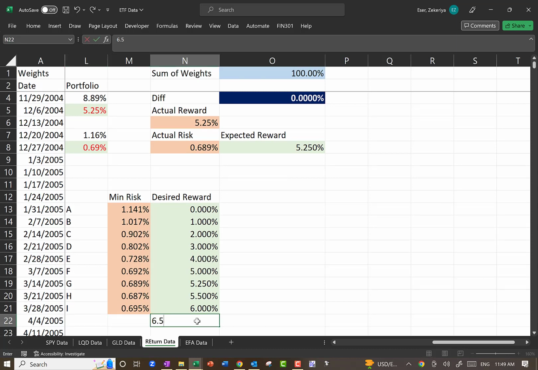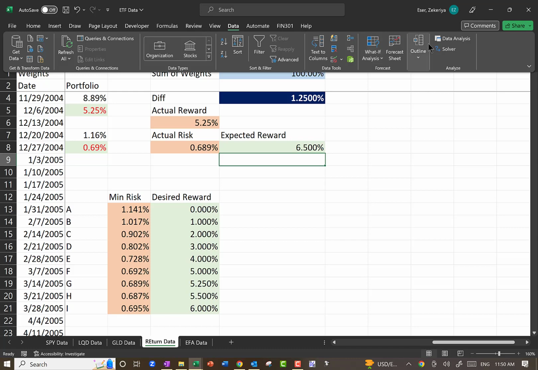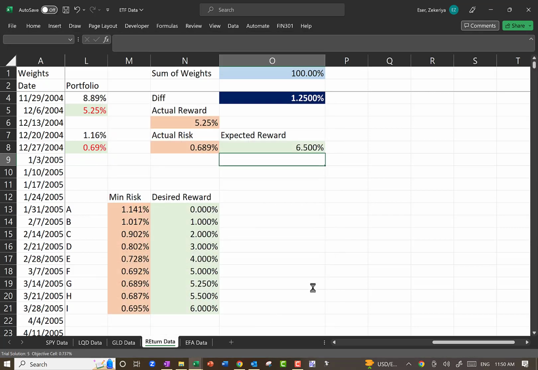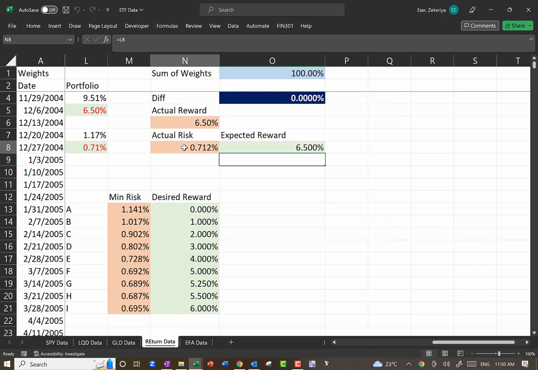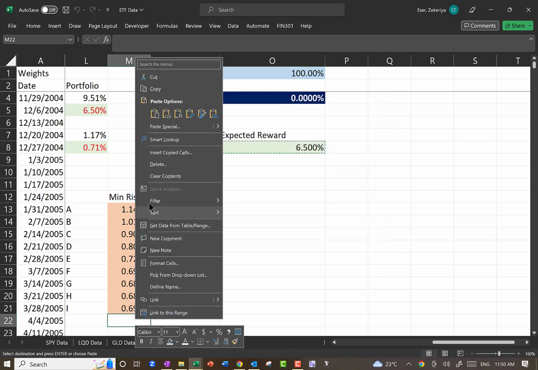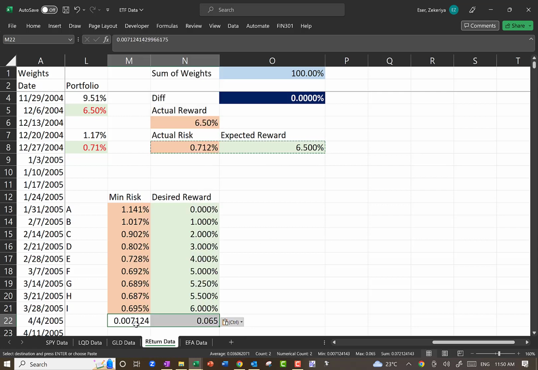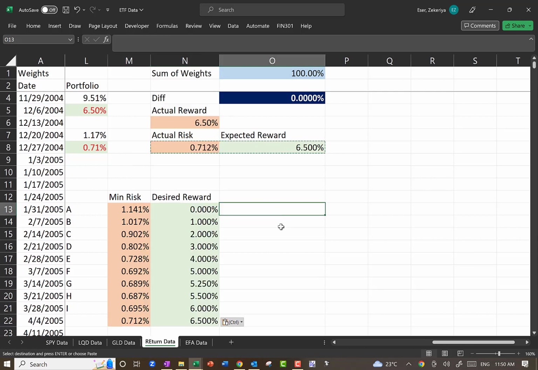Let me do 6.5. It looks like we started seeing a pattern where as I increase the desired reward, the minimum risk that I can achieve is also going up. Let me do one more, then we'll do the beginning of a chart.